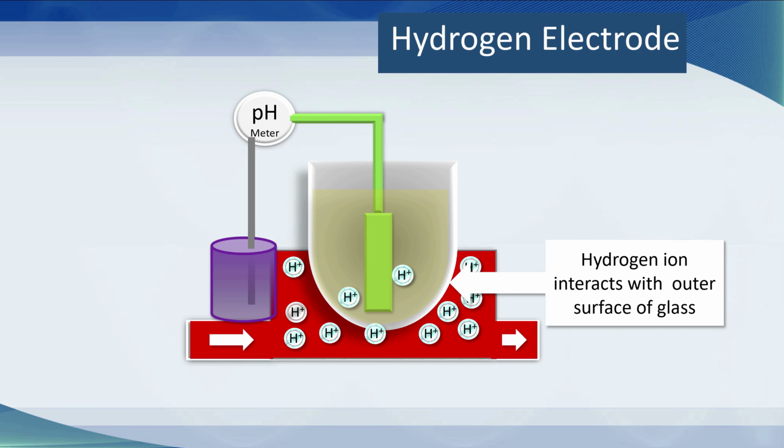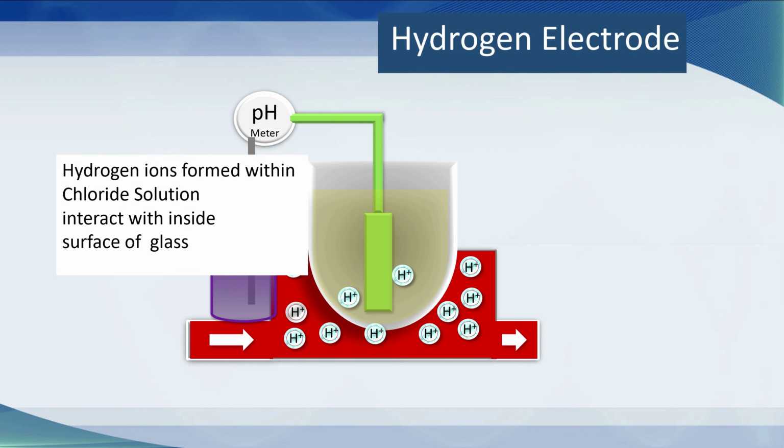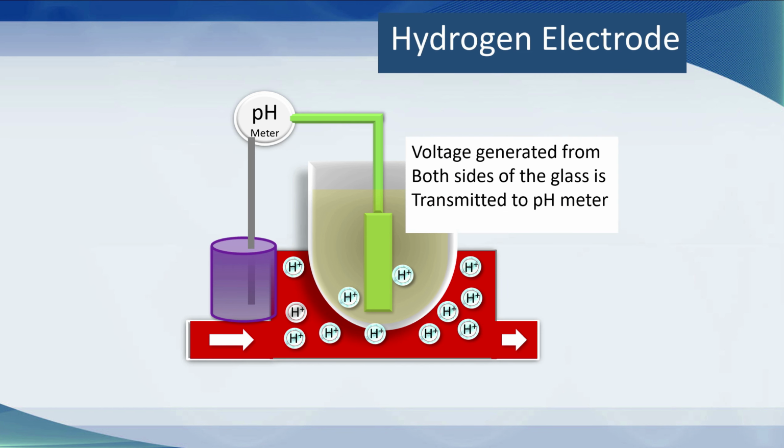This blood will have a different hydrogen ion activity than the buffer solution, and I'm just going to refer to these as hydrogen ions, but it's really a glob of water with hydrogen ion attached. The hydrogen ions interact with the outer surface of the glass, and this causes hydrogen ions to be formed within the chloride solution on the inside of the glass. This changes the voltage and causes a generation of voltage that goes to the pH meter, and the difference in the voltage between the control electrode and the measurement electrode is a reflection of the hydrogen ion activity, which is converted into pH.